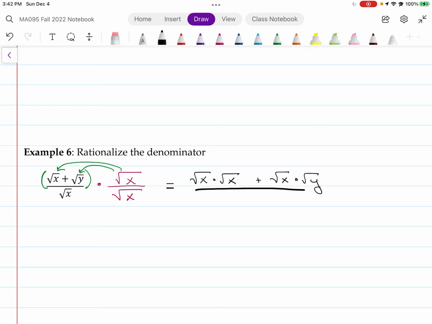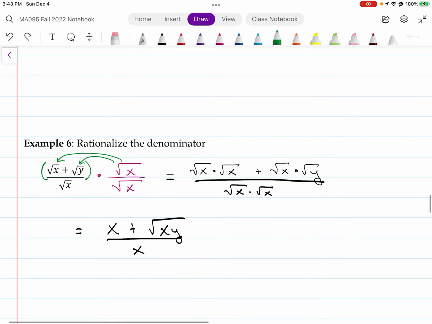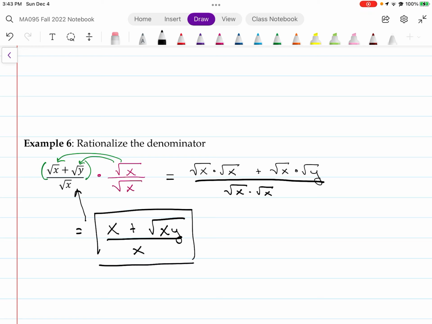All right, that is all over square root of x times square root of x. So every time I write square root of x times square root of x, what do I get? I get x. Plus now, when two things have the same index, which is a square root, they can go together underneath: square root of xy over x. Okay, so can I do this? No, no, no. There's a plus sign. Don't do that. And that's your final answer. That is the rationalized version of that.